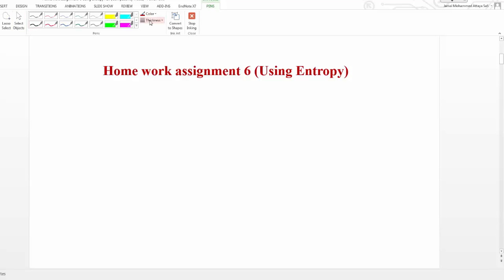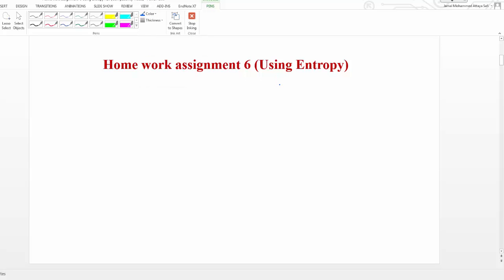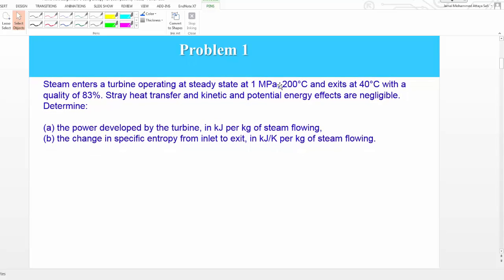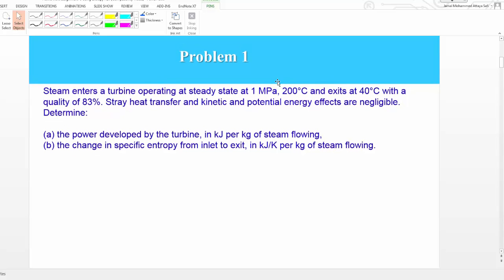Okay, we start with homework assignment 6 using entropy. That is problem number 1. Now, problem number 1 is saying that we have a turbine, so let's draw our turbine.